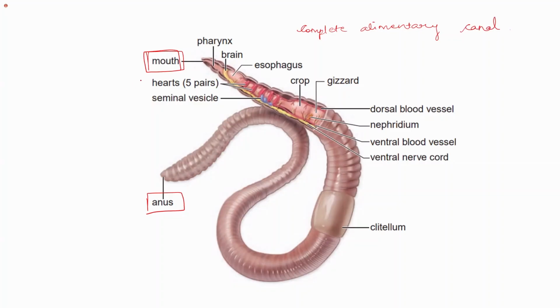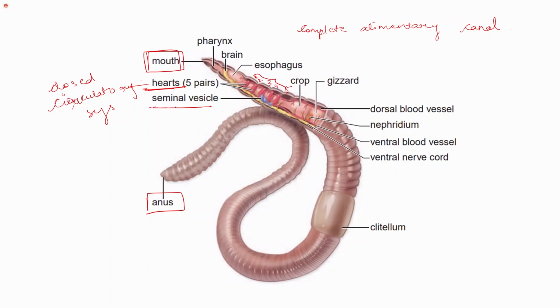Also, as I mentioned, they have a circulatory system of closed type, in which the heart is made up of 5 pairs of blood vessels. So you can see here, this is the heart. It is made up of 5 pairs of blood vessels, 1, 2, 3, 4, and 5. So 5 pairs of blood vessels together form the heart.